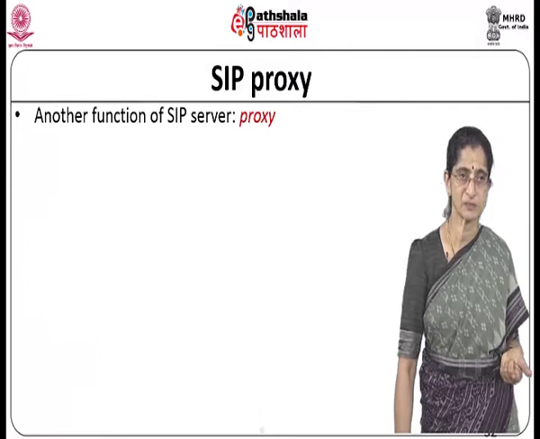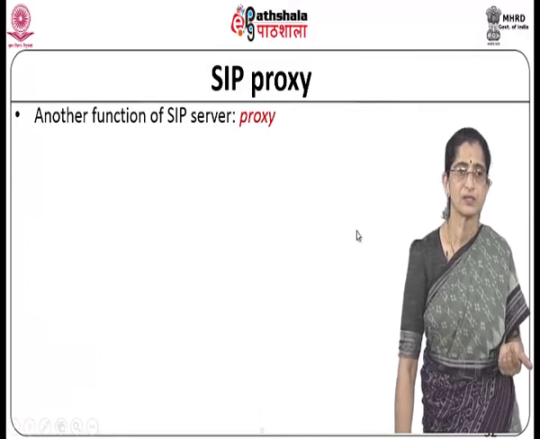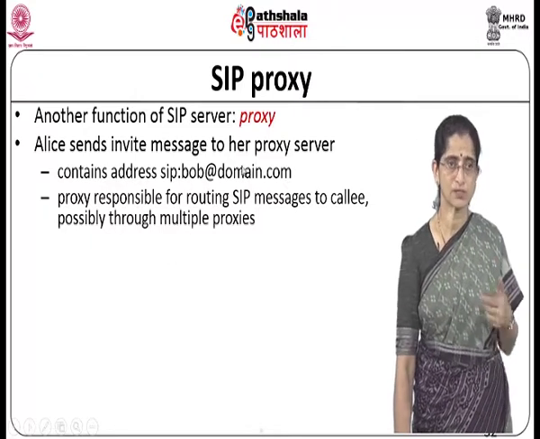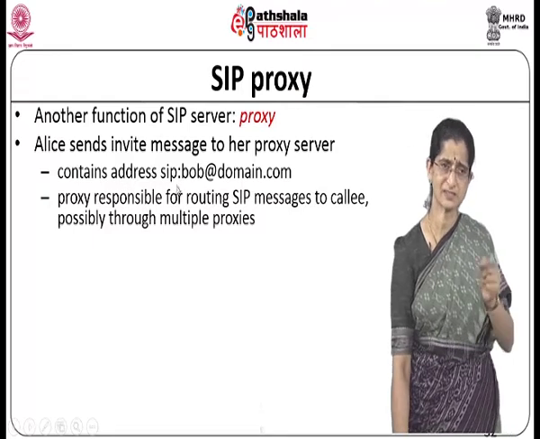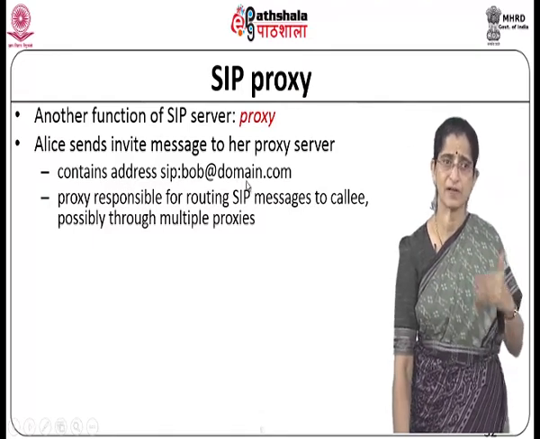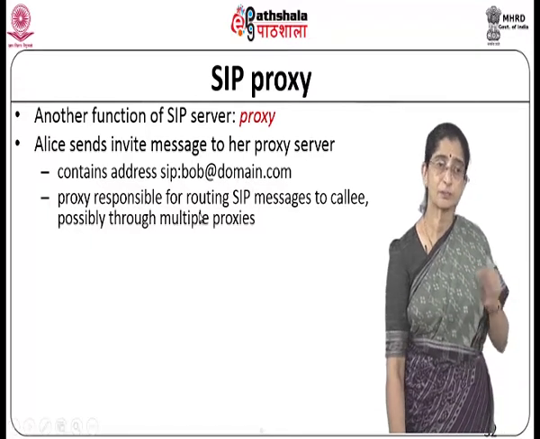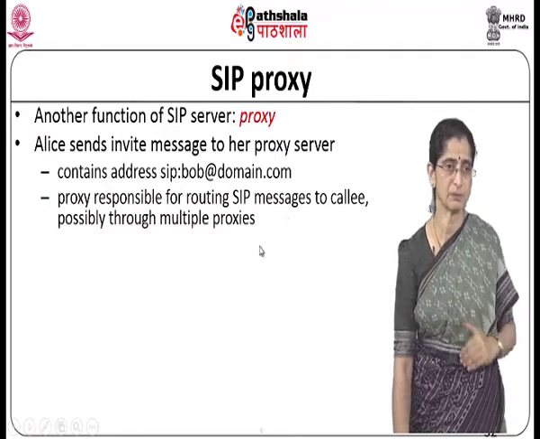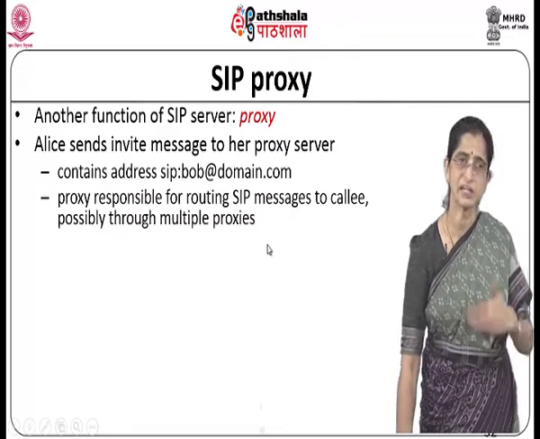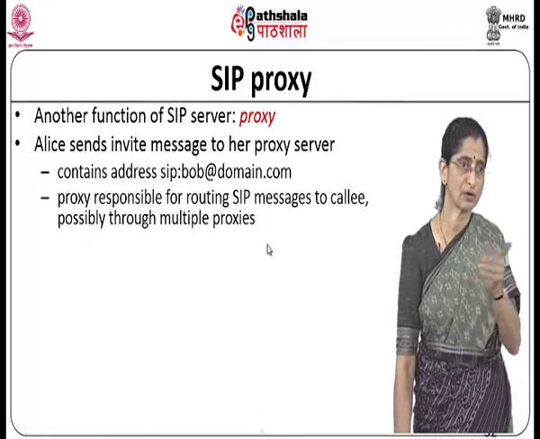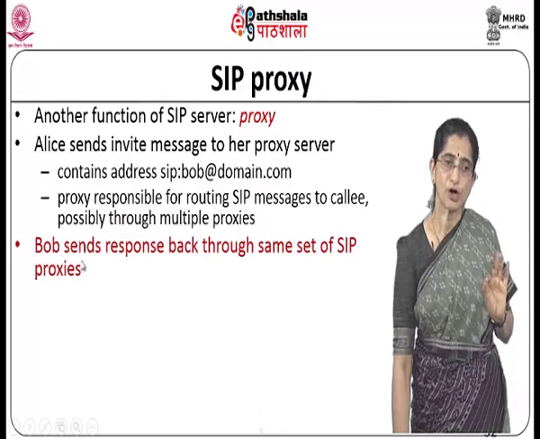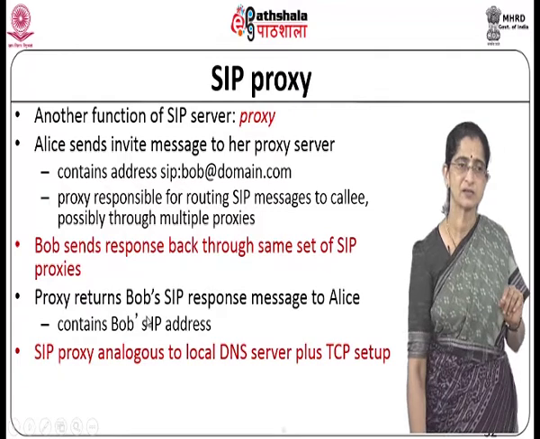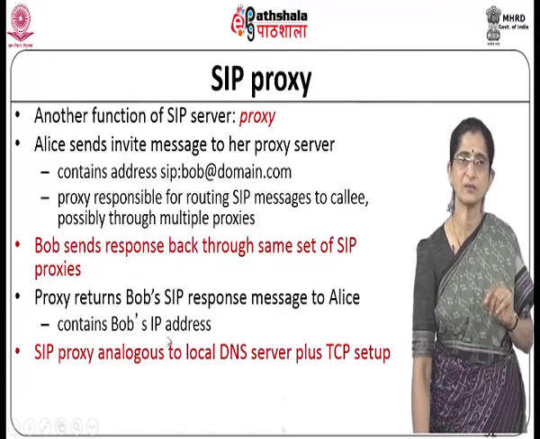And another function of the SIP server, as we already referred to, is a proxy server. So when you have a proxy, what is expected of a proxy? Let's look at that. Alice could send an invite message to her proxy server. It will contain just the address of bob@domain.com. We just saw an example where some proxy information may be required, right? The proxy is responsible for routing the SIP messages to the callee, possibly through multiple proxies. It may not go directly from one proxy to the callee. It may go through multiple proxies. We already saw an example of that. Bob sends the response back through the same set of SIP proxies, and the proxy returns Bob's SIP response message to Alice containing Bob's IP address.